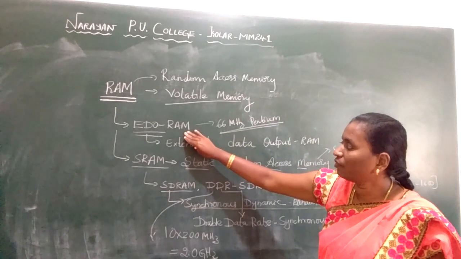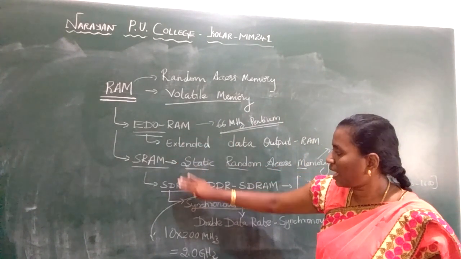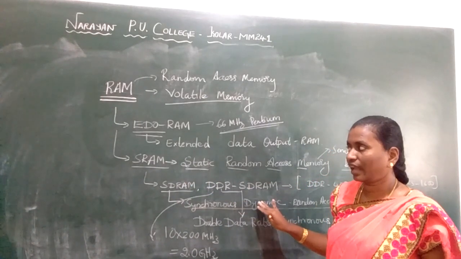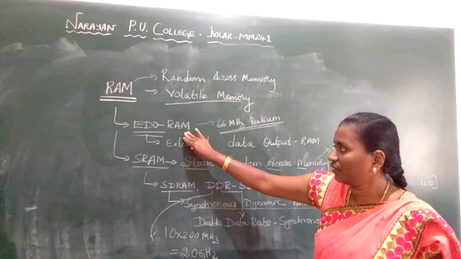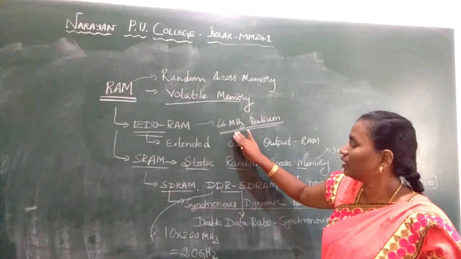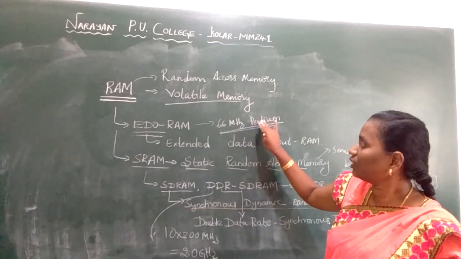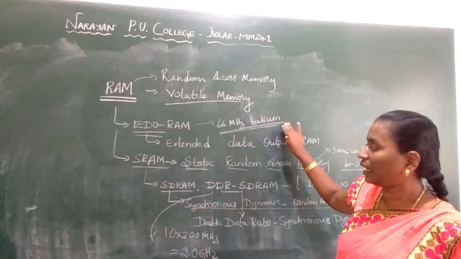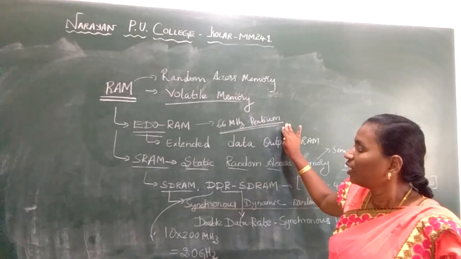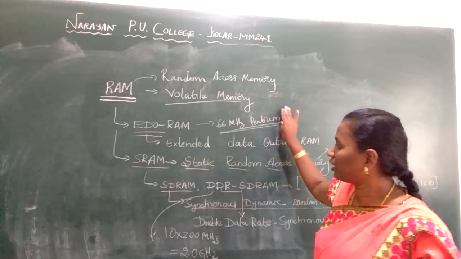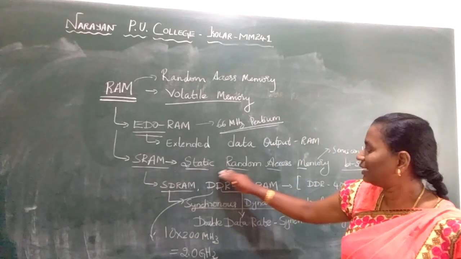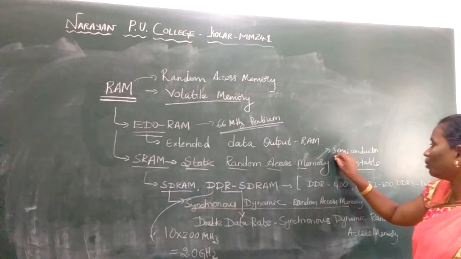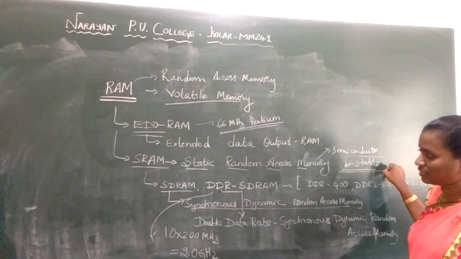Next we have types of RAM. We have EDO RAM, SRAM, SDRAM, and DDRAM. EDO RAM stands for Extended Data Output RAM. It is very fast. Initially it ran at megahertz speeds, that is the 66 megahertz Pentium. This is the initial stage. Next, in the advanced stage we have better frequencies. Next we have SRAM. SRAM stands for Static Random Access Memory, made up of semiconductor, and it is bistable.